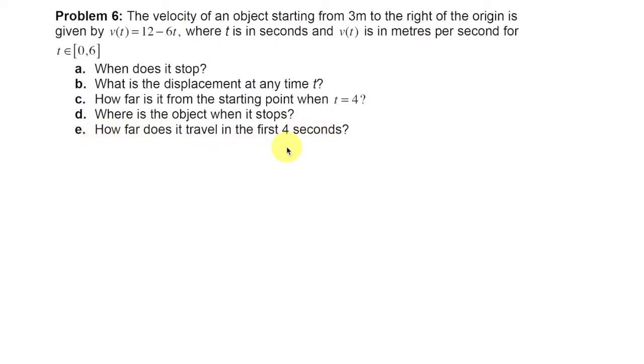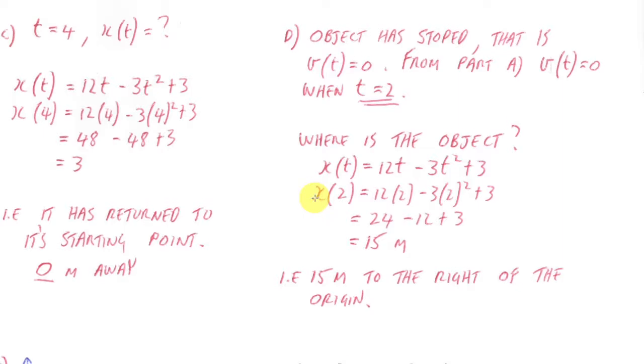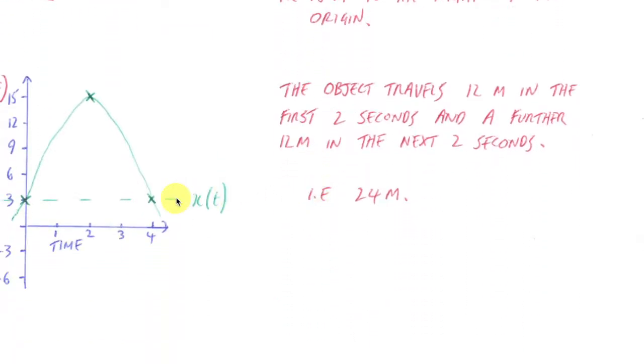E, how far does it travel in that first 4 seconds? Let's consider this graph. So here's time going by. We know at the very beginning we are 3 meters to the right. We also know at the 4 seconds mark we are back 3 meters to the right. We also know that at the 2-second mark, we are 15 meters to the right. So in the first 2 seconds, we travel a distance of 15 take away 3, 12 meters. In the next 2 seconds, we return back to that 3 meter mark. So therefore, we've also traveled an additional 12 meters. So in total, 24 meters.